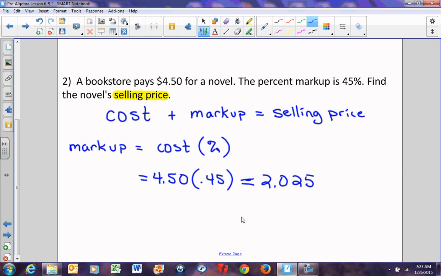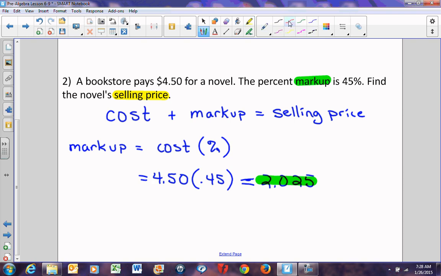I don't have 25 thousandths of a cent. Because I don't have 25 thousandths of a cent, okay, I'll take that into consideration after I add that to my cost so that I can figure out what my selling price will be, and I'll round my selling price to the nearest cent. Okay, so this is my markup. And what I have highlighted in green is my markup. Okay, my markup is the green.